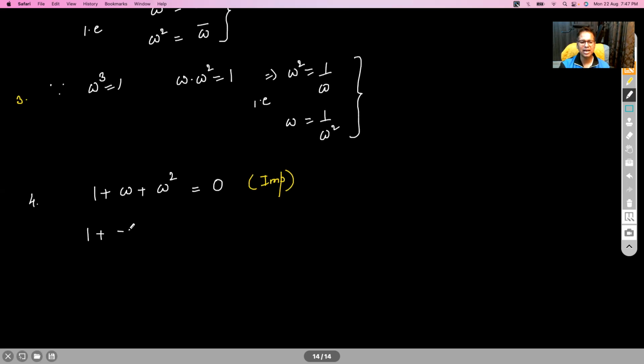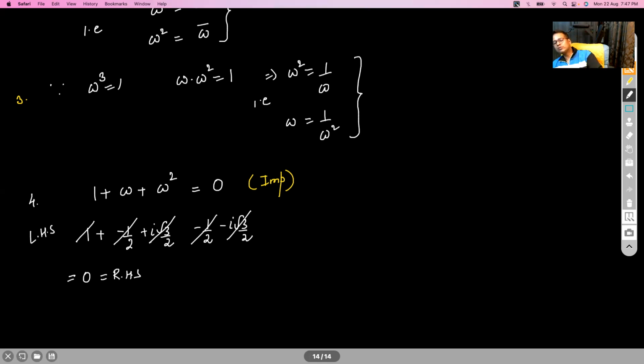We already know omega value is minus half plus i root 3 by 2, and omega square value is minus half minus i root 3 by 2. Correct? So if you see your LHS, you can write omega and omega square values that we have already seen in the previous slide. Now negative root 3 by 2 plus root 3 by 2 will cancel each other. 1 will get cancelled with minus half, giving you a 0 as the answer. Okay. Note this down. Very, very important property.